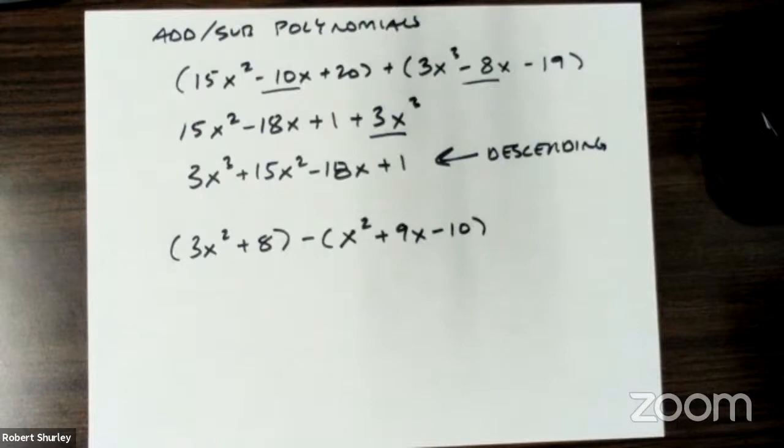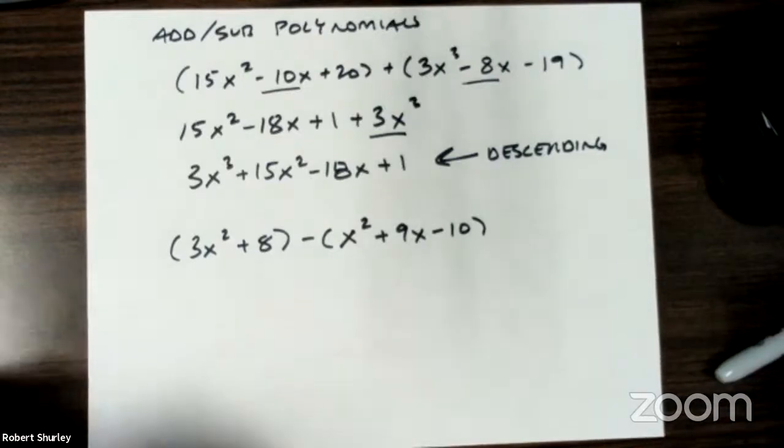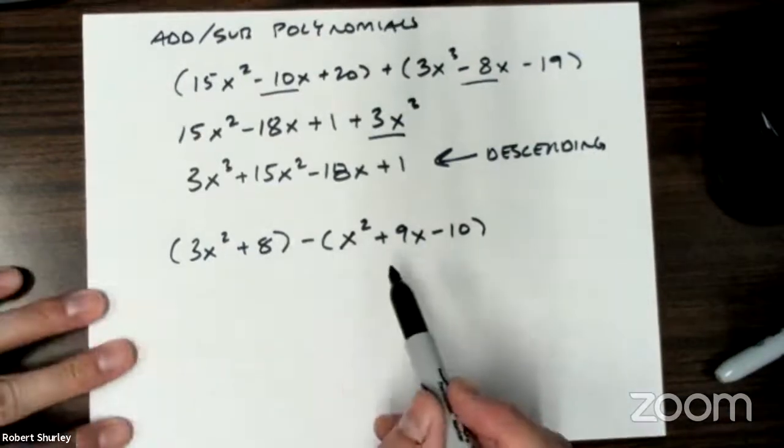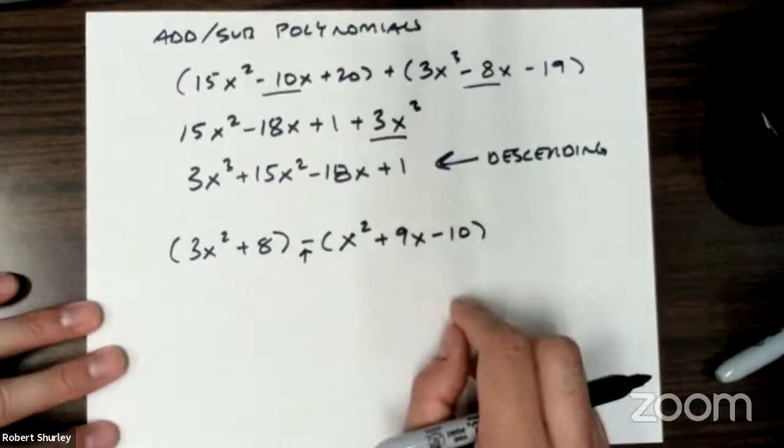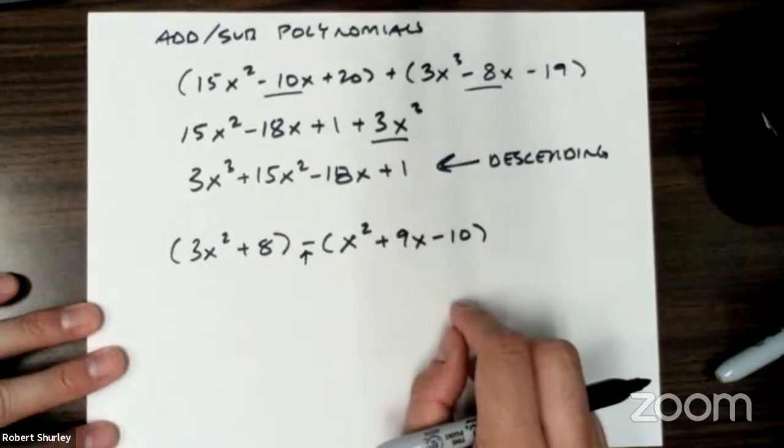Now, subtraction, you've got to be more careful, okay? You just have to be more careful. It's not like addition, where it doesn't change signs. And in the end, we're still doing the same thing, though. We're combining like terms, but we're doing the arithmetic that the little operation tells us to do.